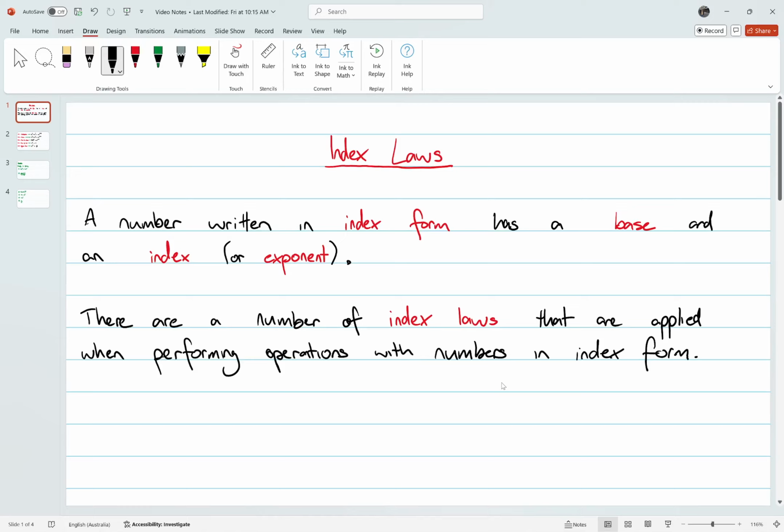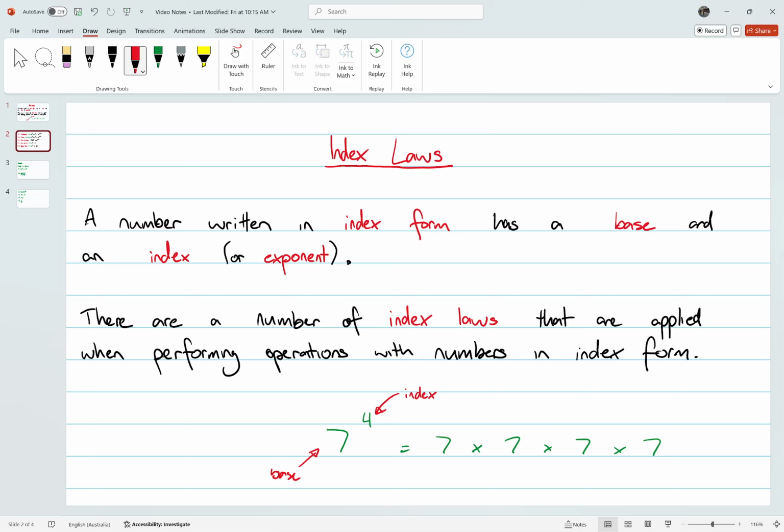So a number written in index form has a base and an index, or you sometimes call a power or an exponent. There are a number of index laws that are applied when performing operations with numbers in index form, particularly with algebraic indices. Say we had the number 7 to the power of 4. As we know, this means 7 times 7 times 7 times 7. That's what we mean by our index notation, where 4 is my index and 7 is the base.